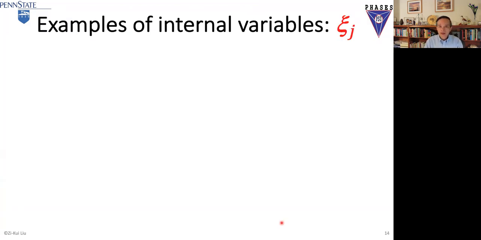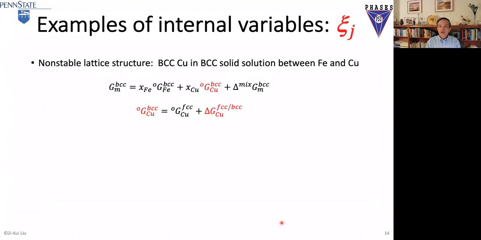Now, I do want to emphasize that this internal variable psi is very important. For example, when we do CALPHAD modeling, we talk about the non-stable lattice structure, BCC copper. We know BCC copper is not stable. However, BCC copper can form in a BCC solution between iron and copper. So we need a free energy for the BCC solution, which needs the BCC copper free energy, which depends on the FCC, and we call it lattice stability. That's the foundation of CALPHAD modeling.